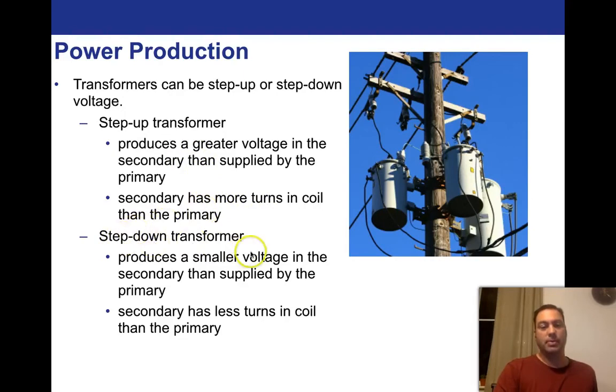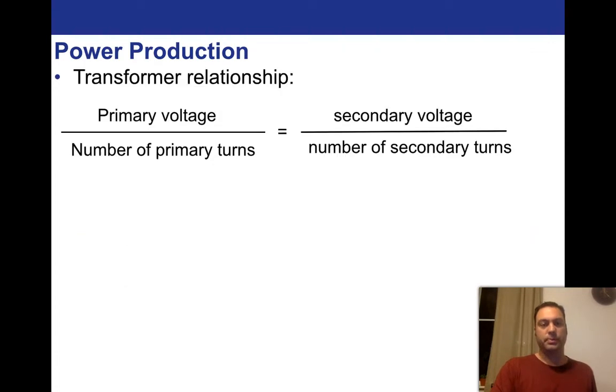If you're going to step down, you produce a smaller voltage in the secondary than supplied by the primary. So the secondary has fewer turns in coil than the primary. So if you want to go from a lot of voltage, say 10,000 volts, to 110 or 120 volts in your house, you're going to use a lot fewer coils to do that. And by the way, if you've ever seen power lines, these are transformers. This is where this happens, right? You might have 10,000 volts here, but what's coming out of it and being fed to your house is only about 110 or 220. 220 is pretty normal too.